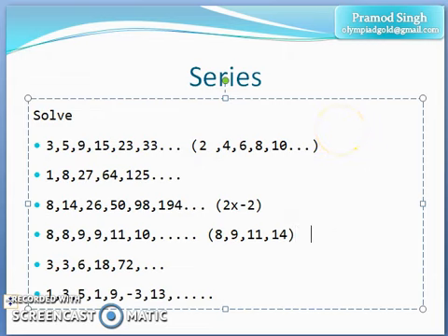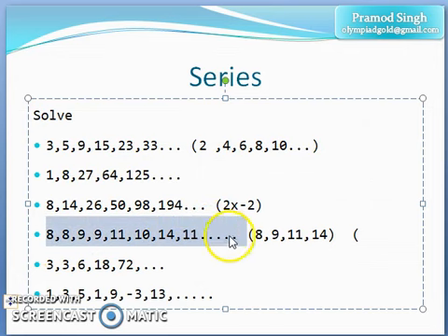And if we take the other numbers, 8, then 9, then 10, it is increasing by 1. So the next number will be 11, because this comes from the first series and this comes from the second series. So this kind of series is called a mixed series or twin series. Okay, there are two series going simultaneously.